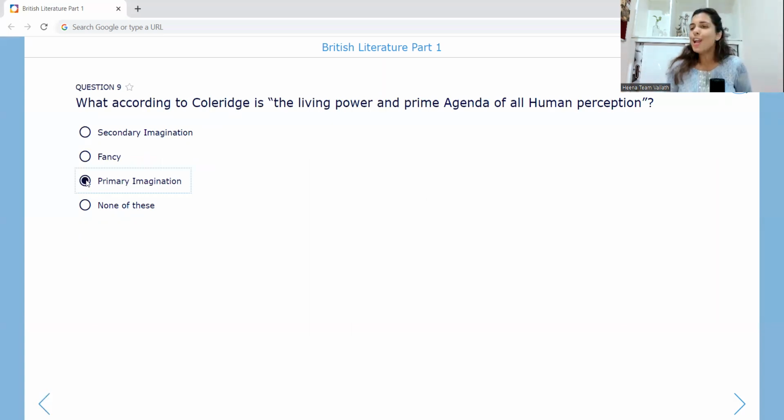Now listen to me. Coleridge had his autobiography named Biographia Literaria, in which he divided imagination into 2 different parts, primary imagination and secondary imagination.